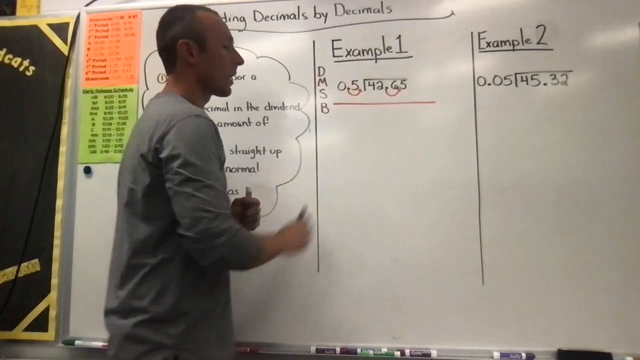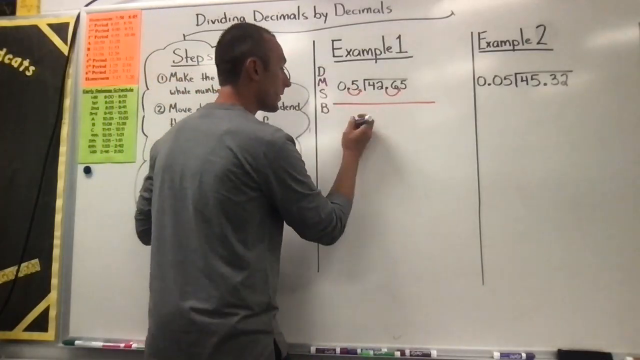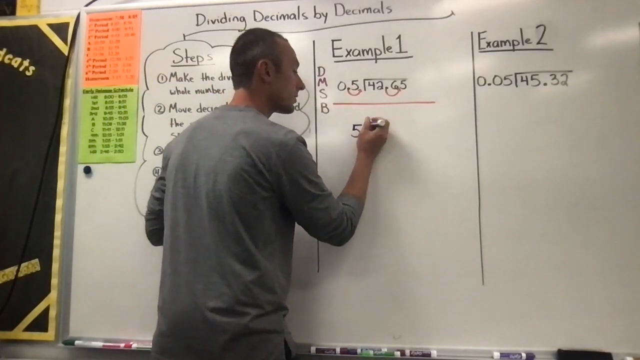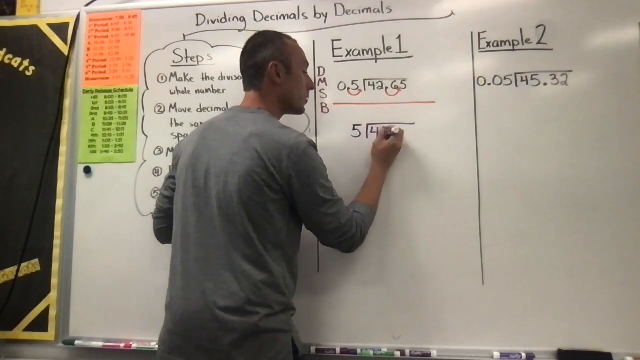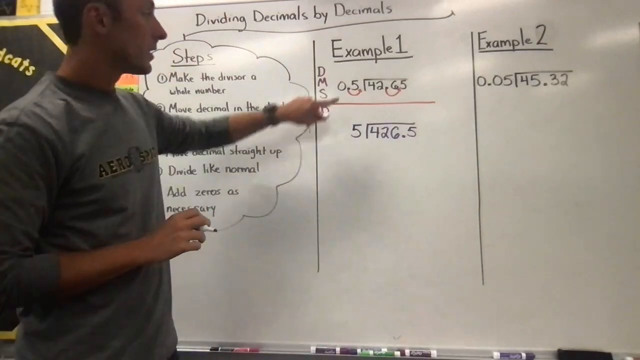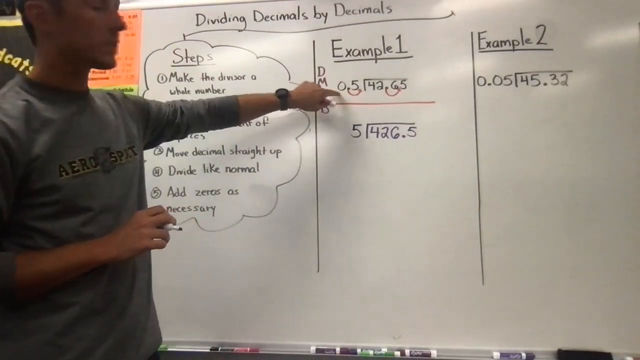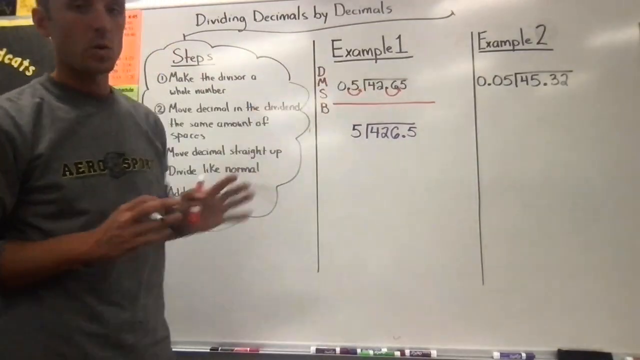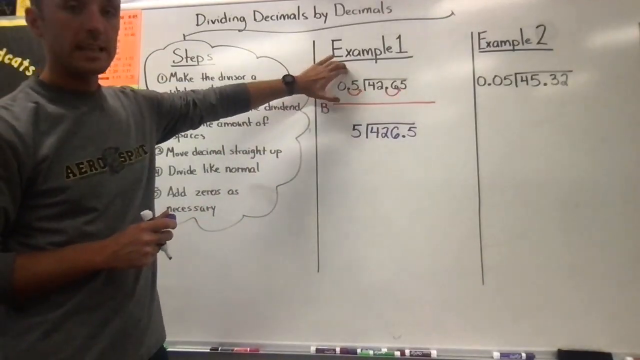I'm going to get rid of the 0. I'm going to get rid of the decimal. So I'm going to be left with 5 divided into 426.5. So you'll notice I moved this decimal one place to the right. If I move it once on the outside, I move it once on the inside. The whole goal here is to make this into a whole number.